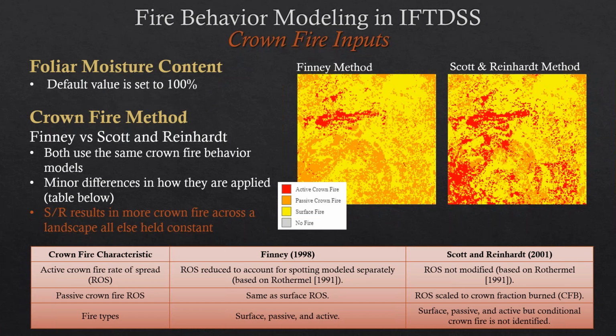And the take home is that the Scott and Reinhardt method results in more crown fire across the landscape if everything else is held the same. There's been some work looking at LANDFIRE data, which is the base data we use in IFTDSS, and they recommend using the Scott and Reinhardt method when you're doing modeling, but not everyone always chooses to do that. So you have the option of either using the Finney method or the Scott and Reinhardt method as you're selecting your parameters to run the model.